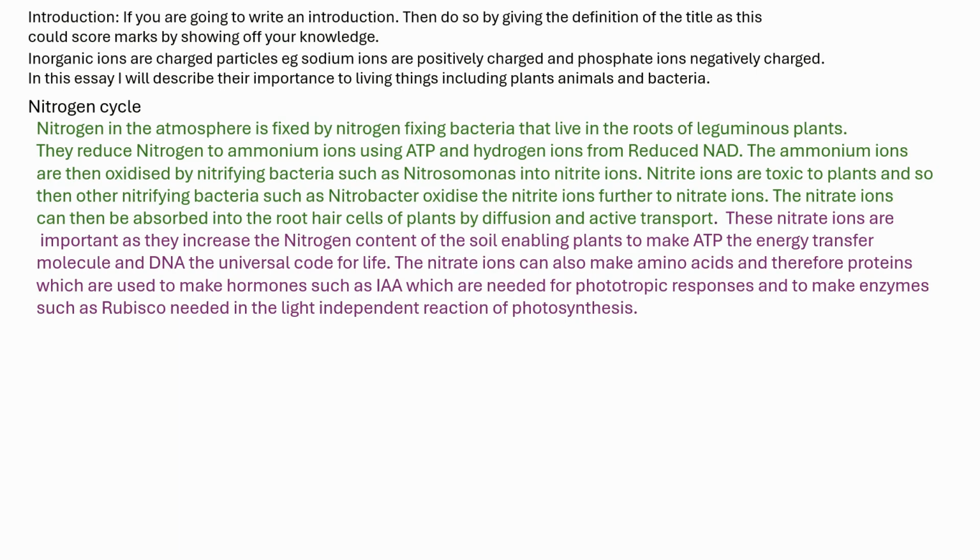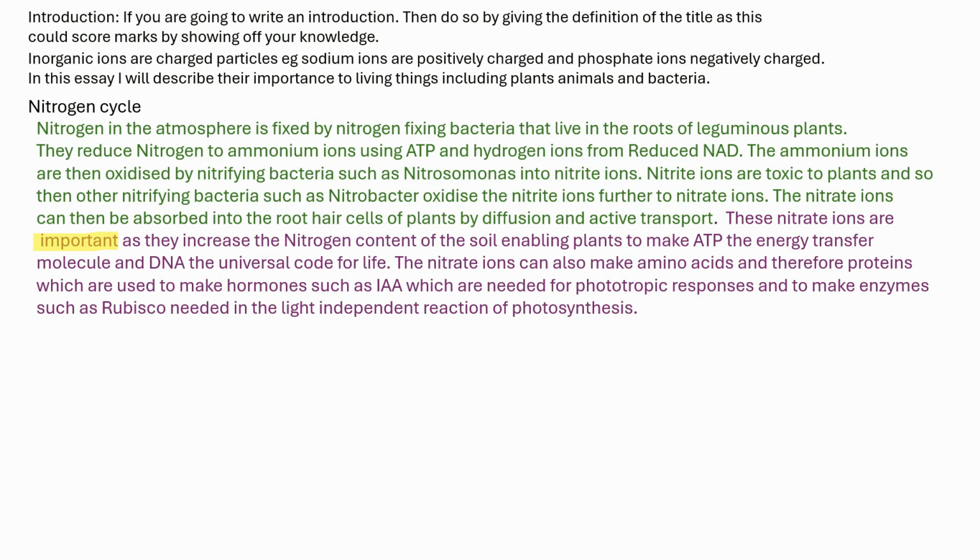Now, why I've finished this nitrogen cycle bit with the word photosynthesis is because that's going to be my link to the next topic. There's a bit of controversy, or ambiguity, as to whether you need to link the paragraphs. When the new spec came out in 2015, AQA said you need to link the paragraphs, but they've wound back on that now and said they're not so interested in you linking the paragraphs.